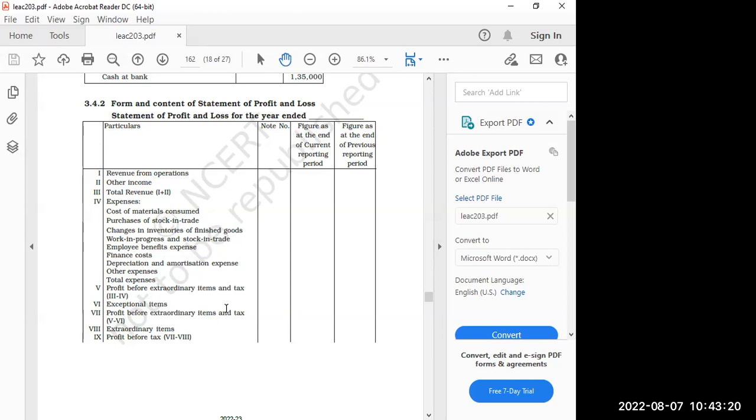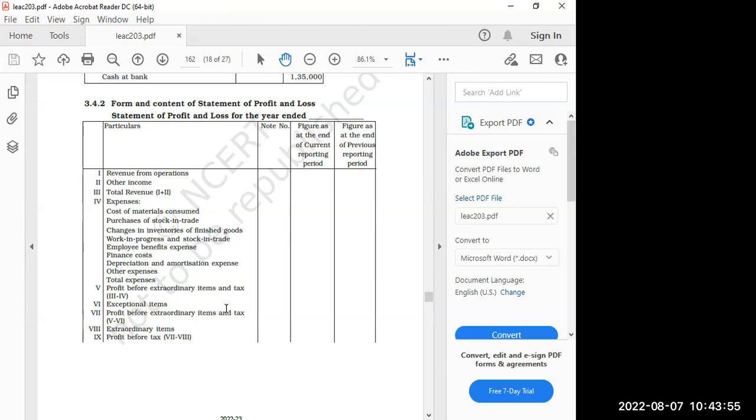How do I know? From the trial balance. If in the trial balance it is given as purchase of stock in trade, you write it separately. Suppose they are giving you purchase of raw material. What to do? You have to use that amount to calculate the cost of materials consumed. That's all. Right. Next, third item.